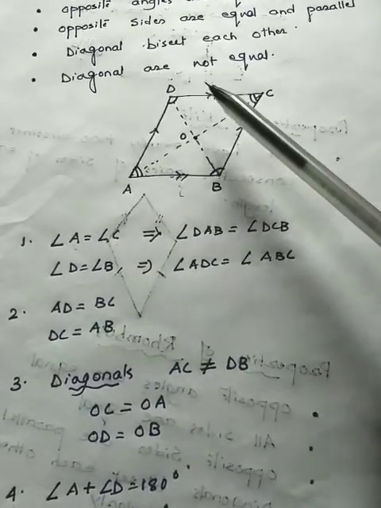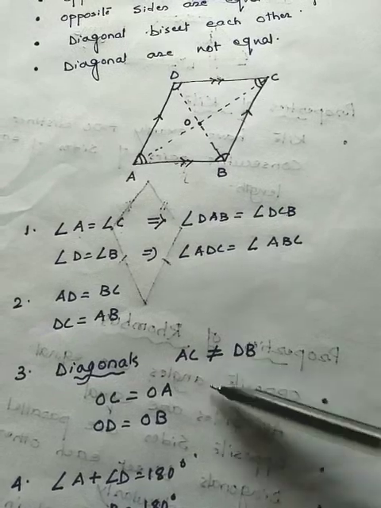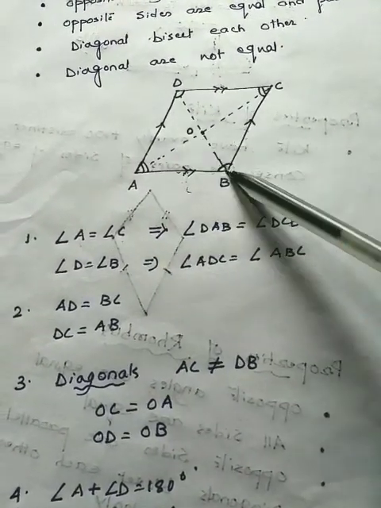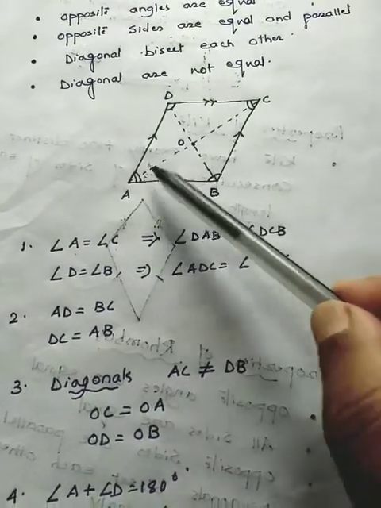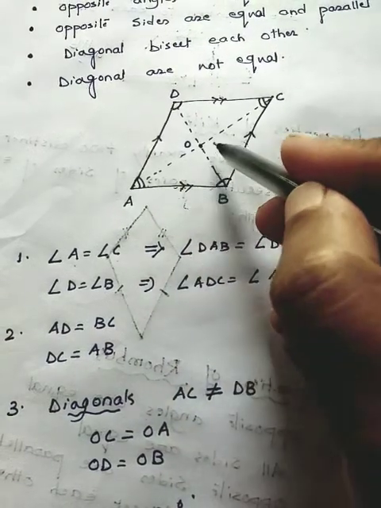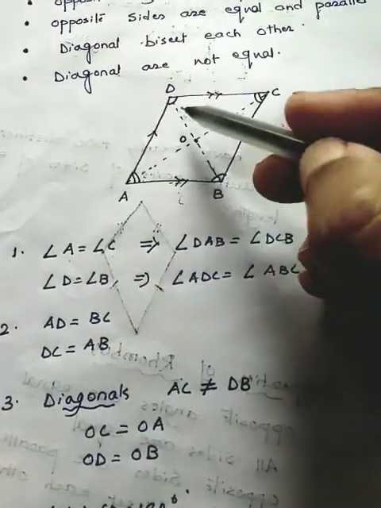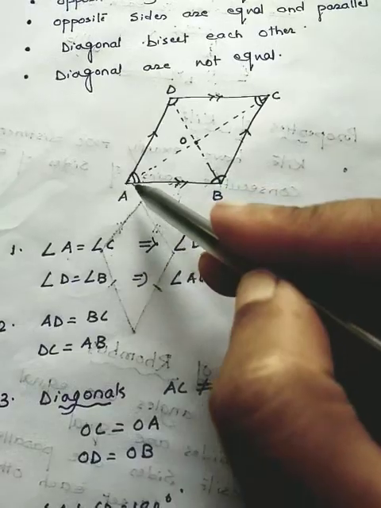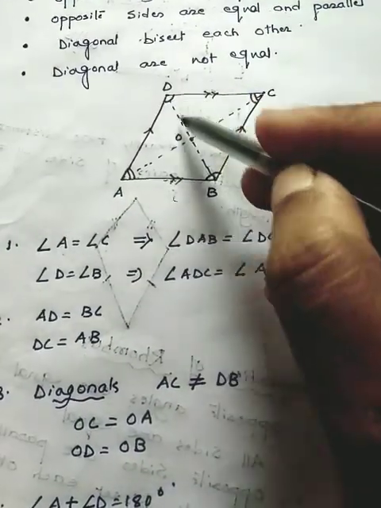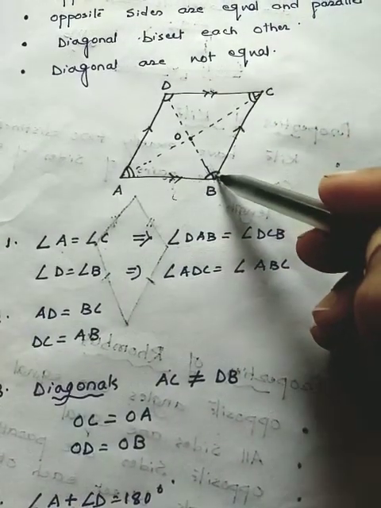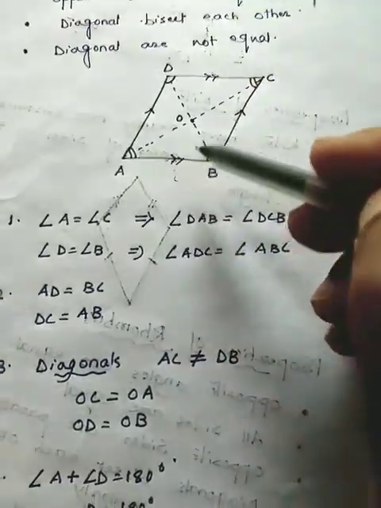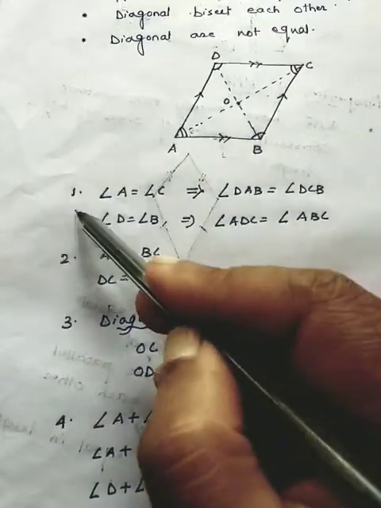Diagonals, in this case, are not equal. Students, see, I have written AC is not equal to DB, but they bisect each other. Again I am saying they are not equal to each other, but they bisect each other. Bisect means that OC would be equal to OA, and OD equal to OB. Suppose this is 6 centimeter, so this would be 3. Suppose it is 8 centimeter, then it would be 4. So this is the meaning of bisect: these two lines bisect each other. So the third point is also over.